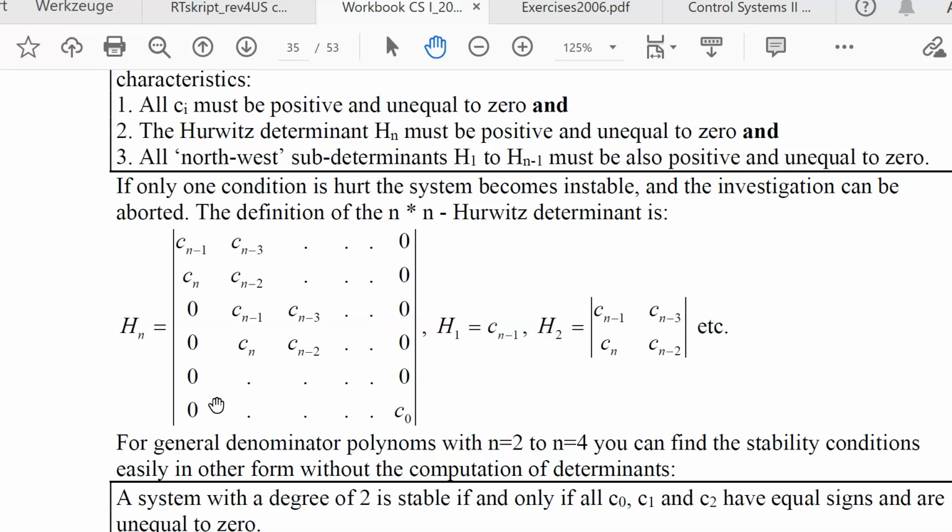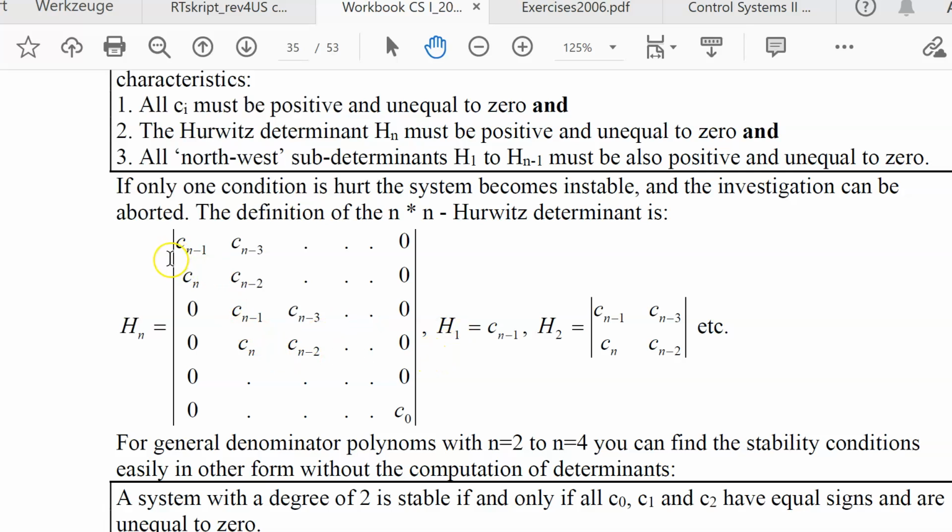It's very simple. This calculation of the determinant can be done for any order. So a 1000 times 1000 determinant can be calculated, and it must be checked if this is positive and not 0.